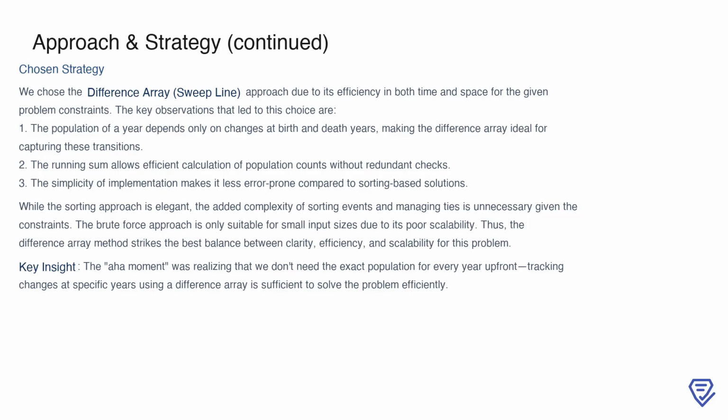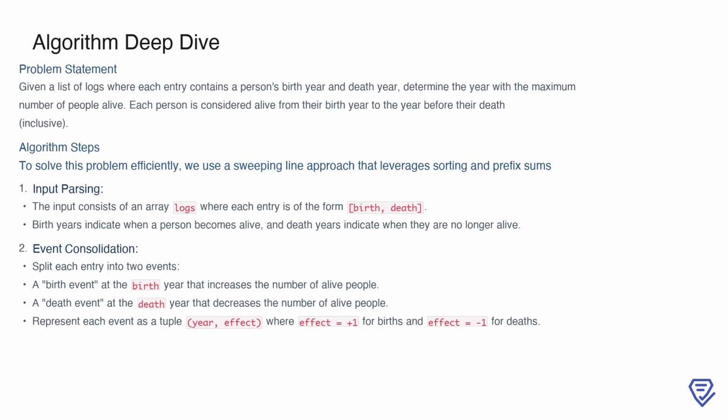The key insight that solidified our choice was recognizing that we don't need to compute the exact population for every year up front. Instead, tracking changes using a difference array is enough to efficiently solve the problem. The problem we're solving here is to determine the year with the maximum number of people alive, given a list of logs where each entry specifies a person's birth year and death year. It's important to note that a person is considered alive from their birth year up to the year before their death, inclusive. To solve this, we use a sweeping line algorithm, which is a combination of sorting and prefix sums.